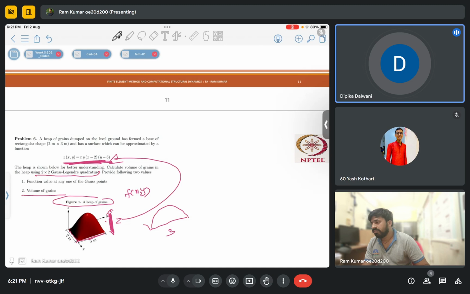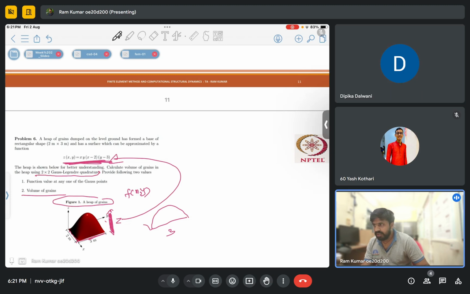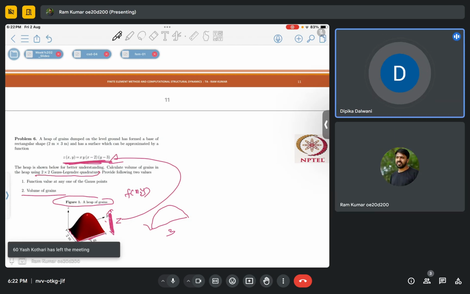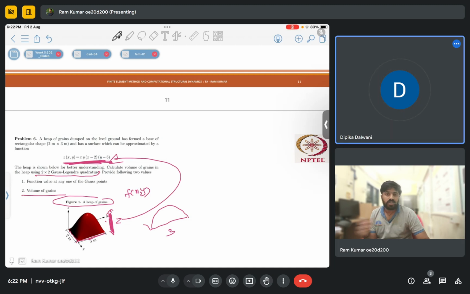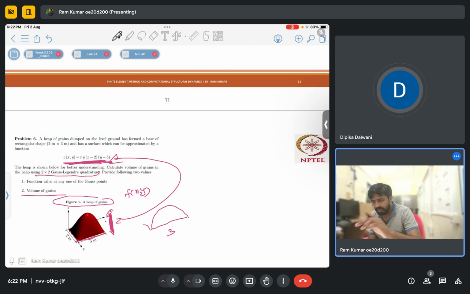Limit will be from 0 to 3, 0 to 2 in x and y direction. Obviously 0 to 3. But we have from -1 to 1. Last time I told you one formula, A to B, something like that. You can use that one directly. Do you want to see? Yes, that's fine.